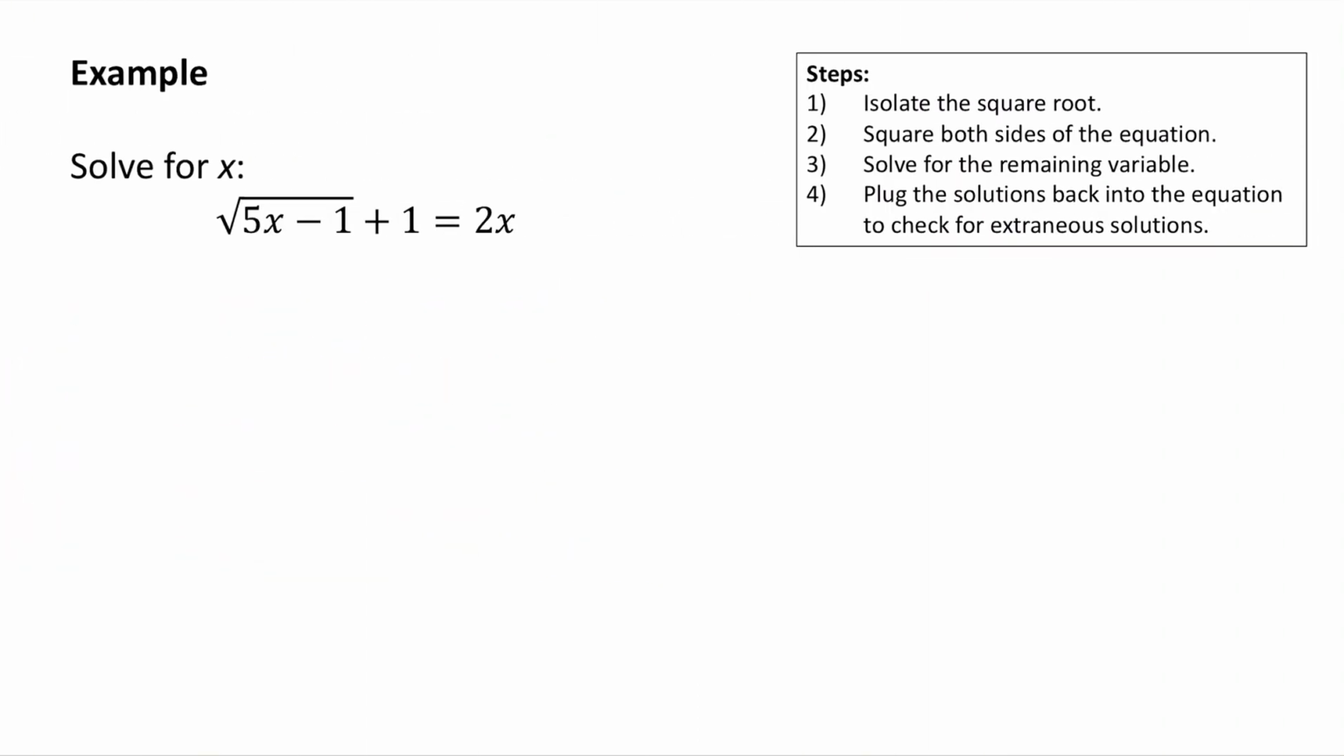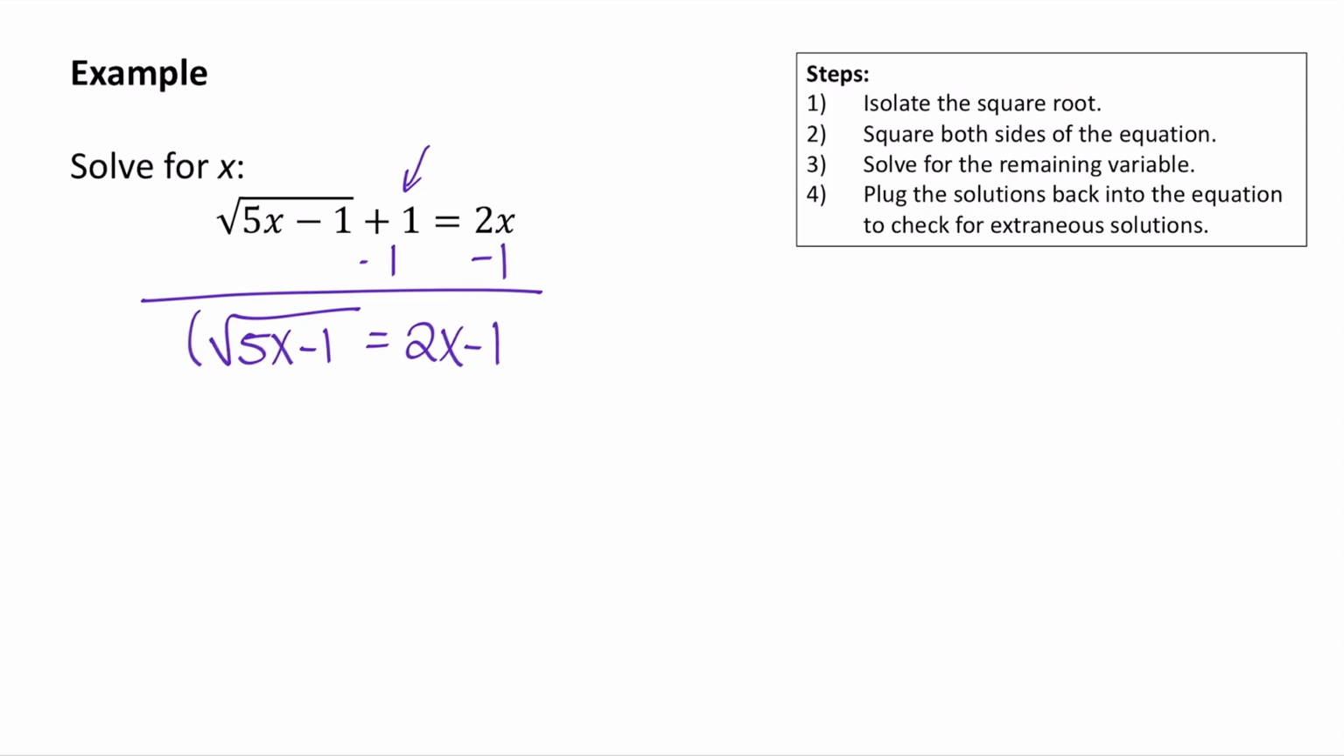So now let's try this problem. We have the square root of 5x minus 1, plus 1, equals 2x. So we want to once again isolate the square root, so we need to get rid of this plus 1. So I'm going to subtract 1 from both sides. And when I do that, I get the square root of 5x minus 1 equals 2x minus 1.